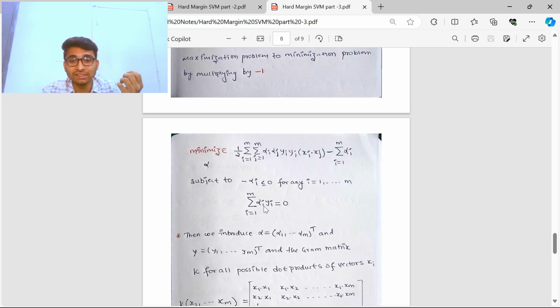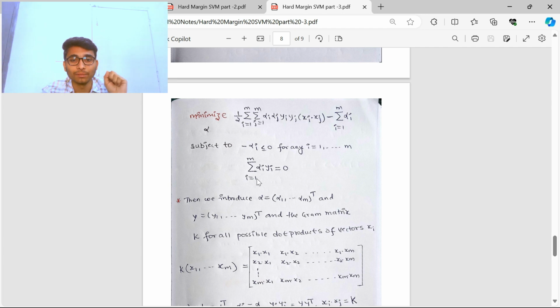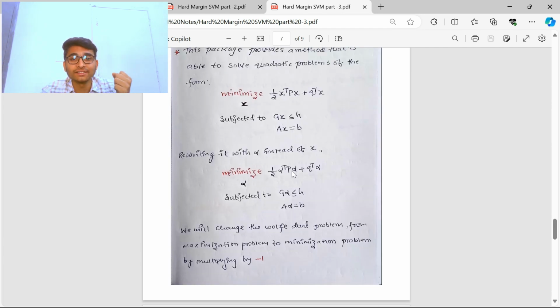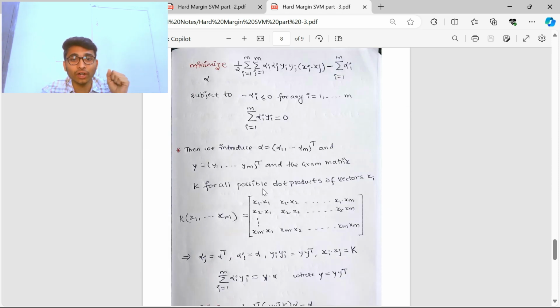Now alpha i will be less than or equal to 0, and multiplying this by a negative is the same as before, right? Now this is our problem with respect to the quadratic programming problem. We want P, Q, G, H. This is our aim.